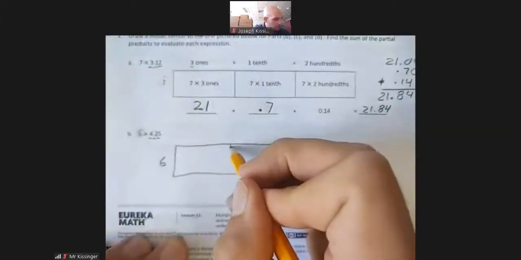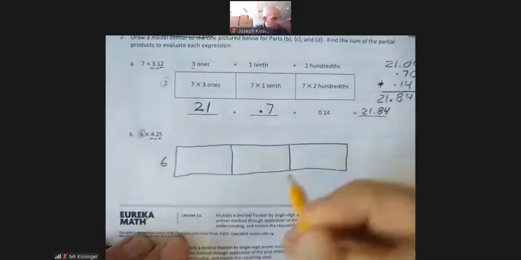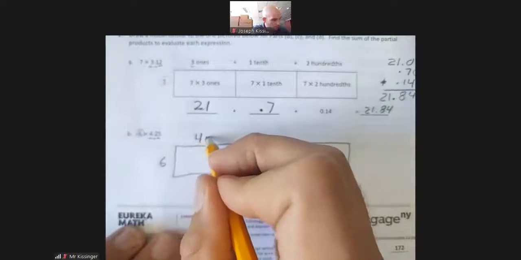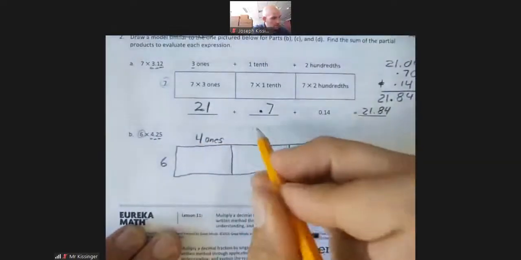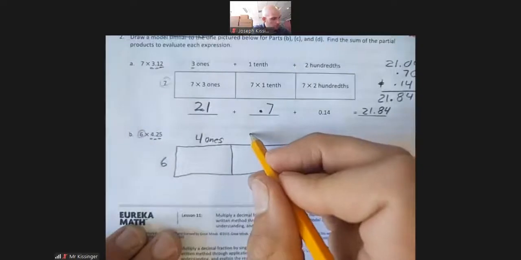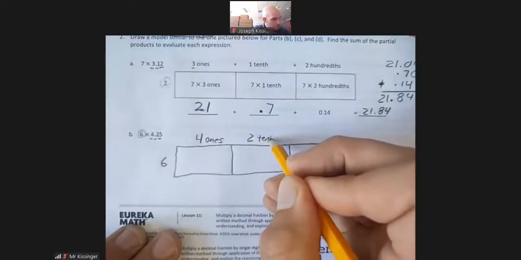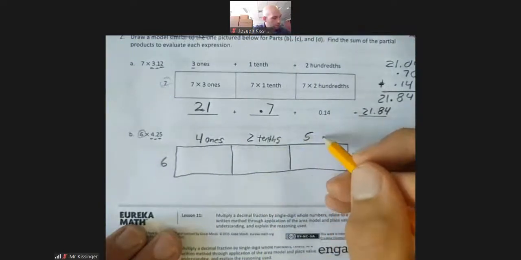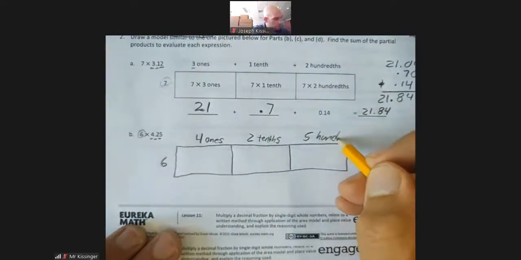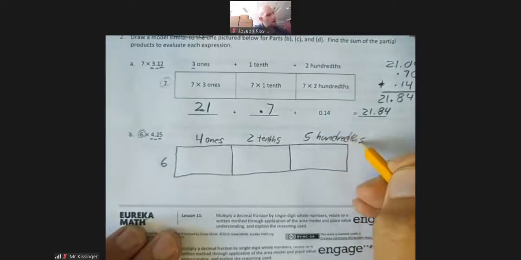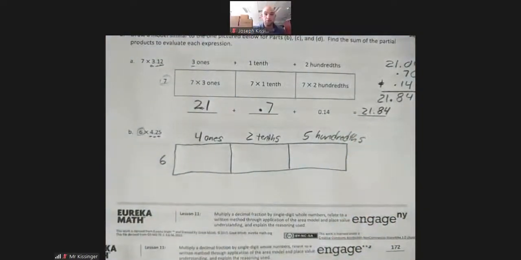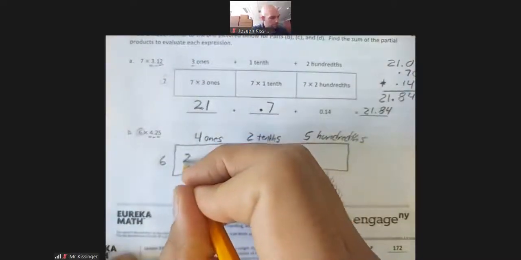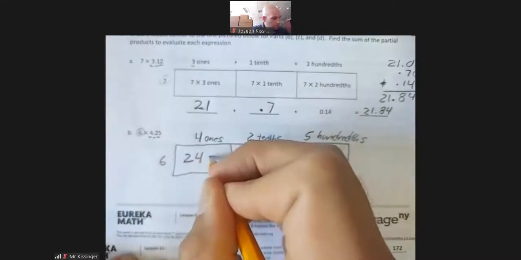So we'll split this rectangle into 3 parts. The first one is going to be 4 ones. The second part is going to be 2/10. And the third part is going to be 5/100. All right, so 6 times 4 ones, so 6 times 4 gives us 24 ones.